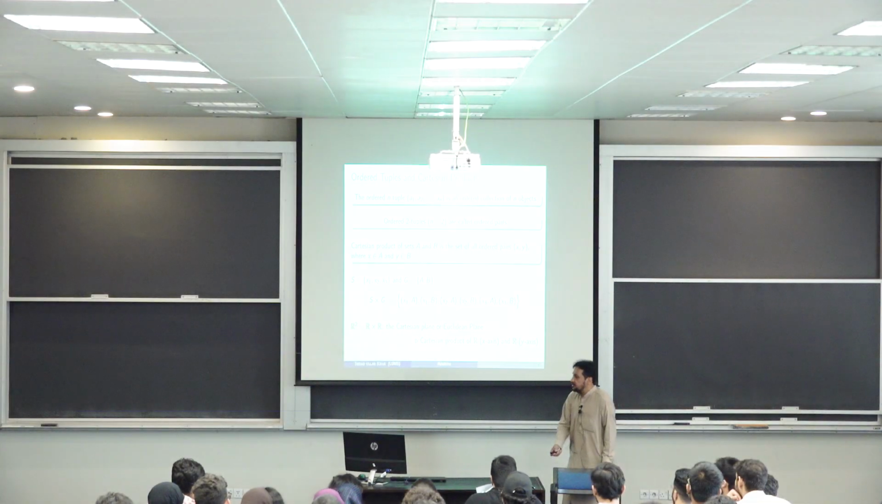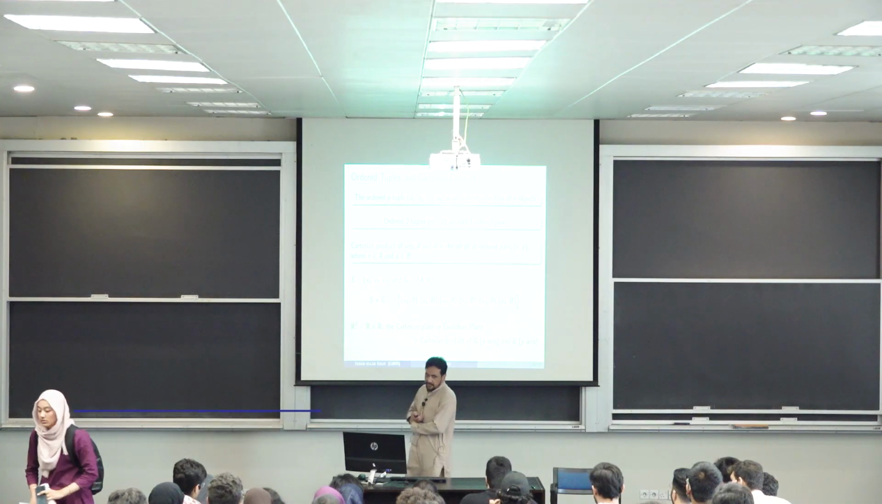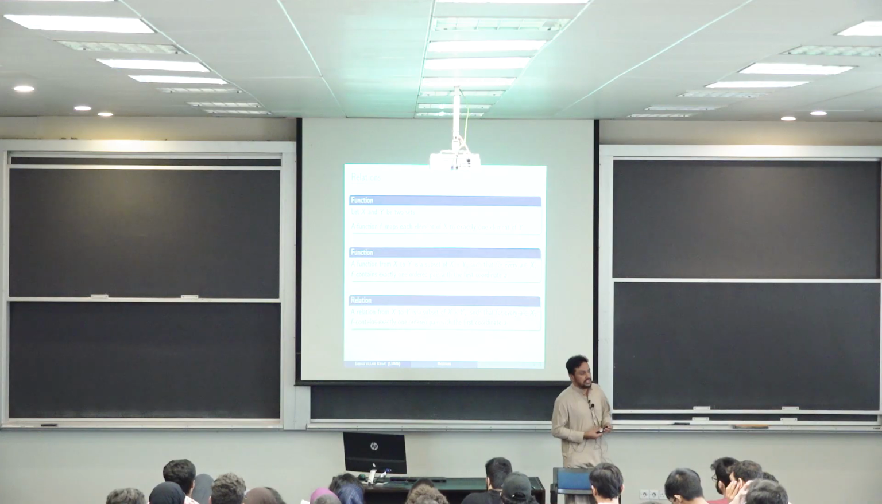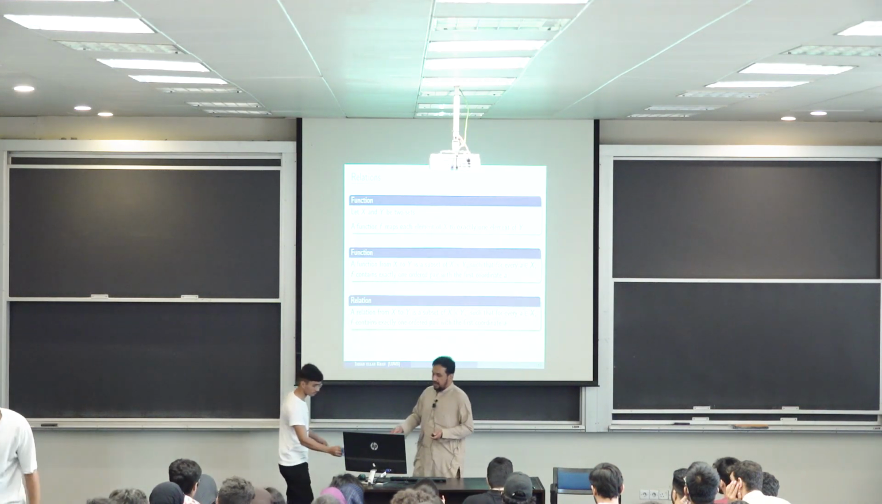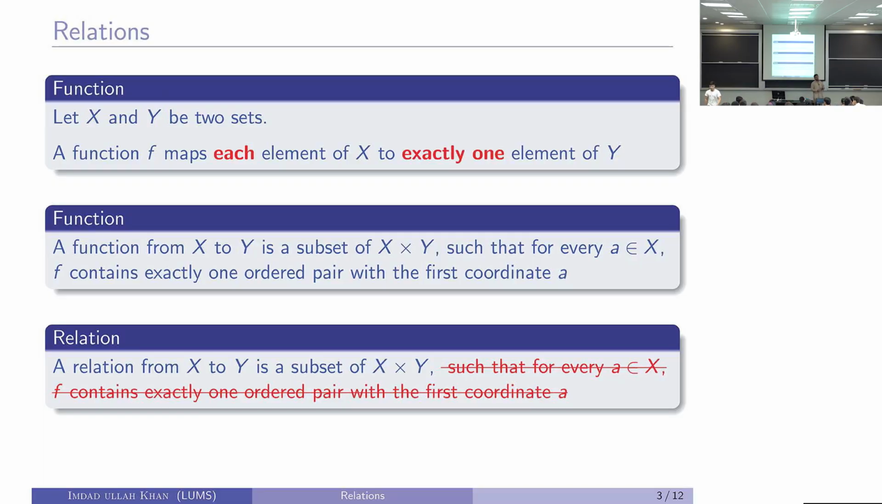Here are two examples of the Cartesian product, an infinite one and a finite one. Then we define functions. A function from a set x to another set y is a mapping that maps every element of x, the domain, to exactly one element of the codomain. So, a function f from a to b maps every element of a to exactly one element of b.